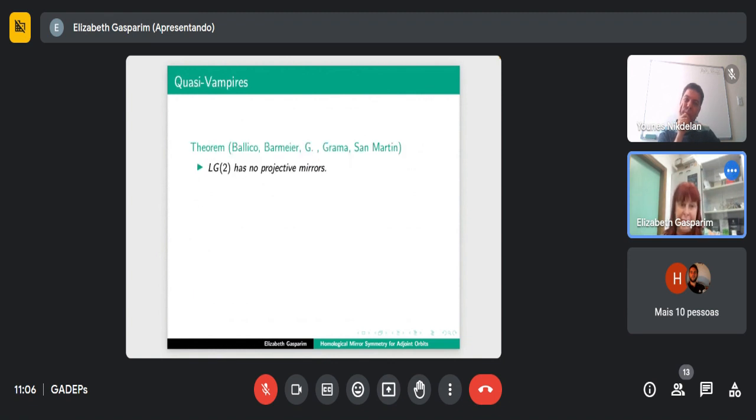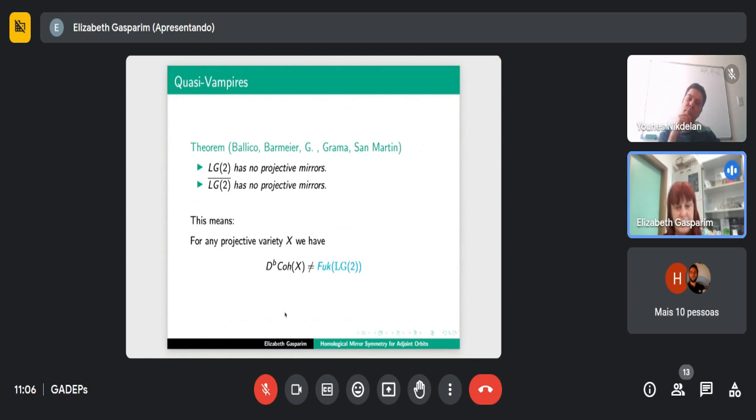Okay, so the first result is that this model that I just showed, with the simple adjoint orbit and so on, has no projective mirror. People said maybe if you compactify, still no projective mirror. What does it mean? It means that if you take any algebraic variety X whatsoever, projective or quasi-projective, and you calculate the derived category of coherent sheaves, it is never going to be equivalent to this blue one.